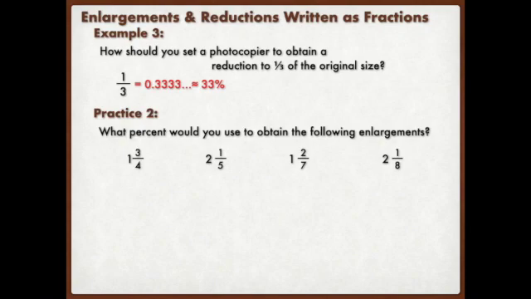If I have a mixed number and I want to turn that into an improper fraction, I want to multiply 4 times 1. So 4 times 1 is 4, plus 3. So 4 times 1 plus 3 is 7. So this would be 7 over 4, or 7/4.